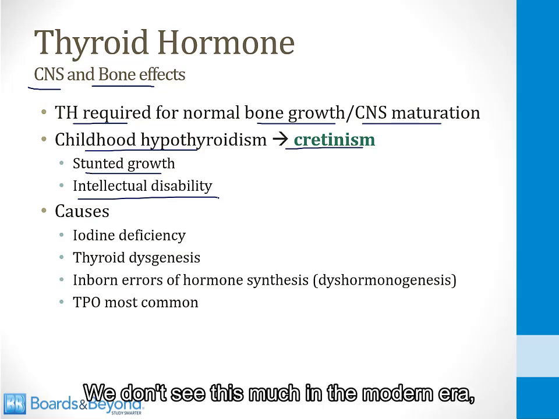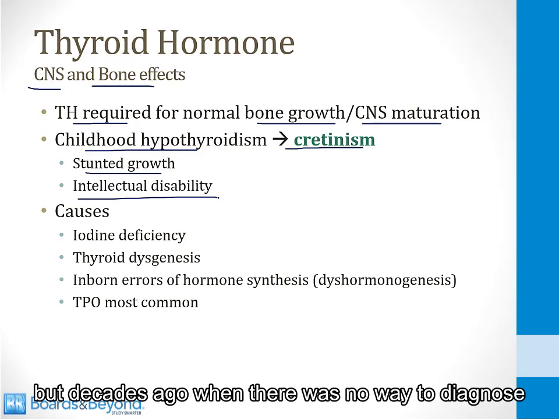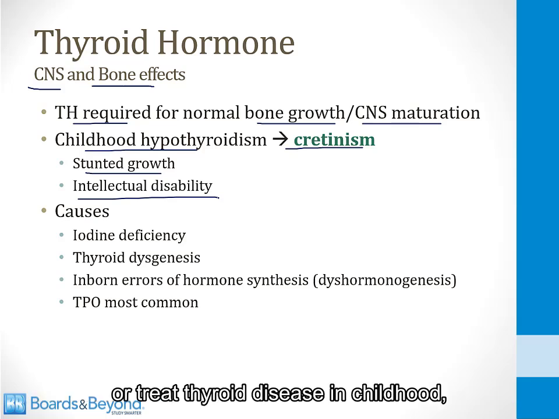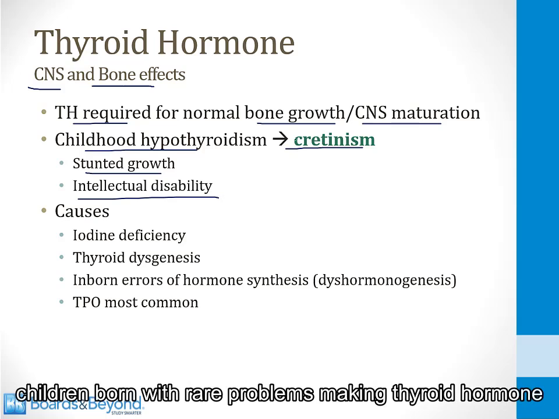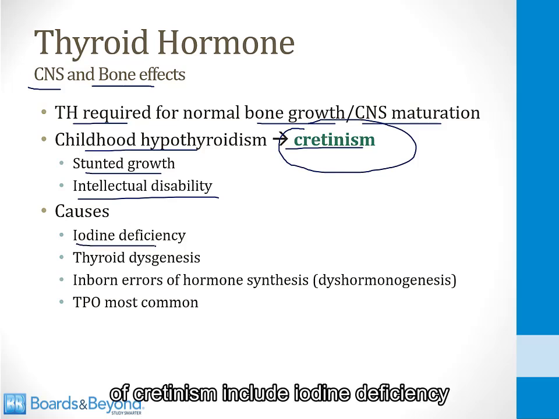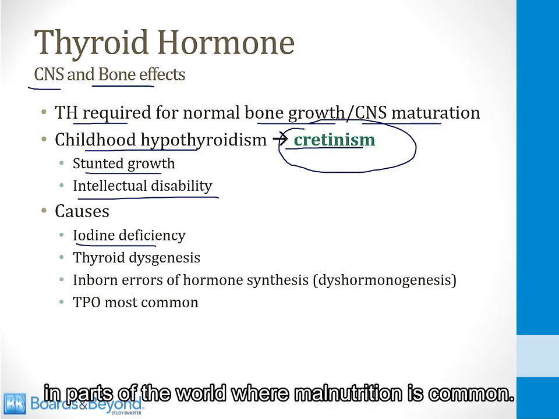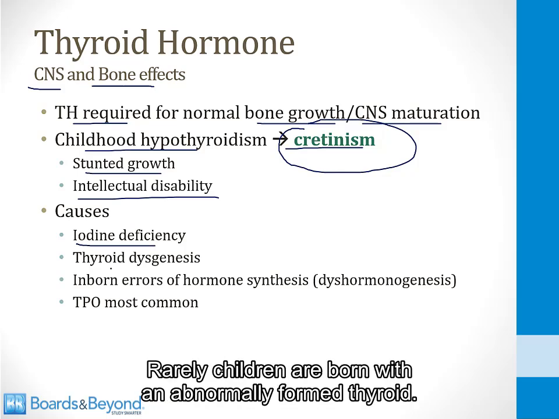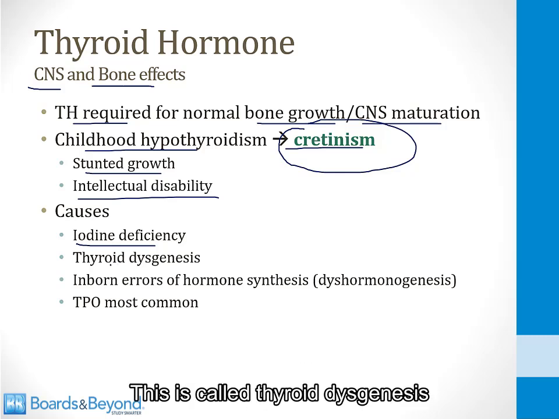We don't see this much in the modern era, but decades ago, when there was no way to diagnose or treat thyroid disease in childhood, children born with rare problems making thyroid hormone would go on to develop cretinism. Some of the potential causes of cretinism include iodine deficiency in parts of the world where malnutrition is common. Rarely, children are born with an abnormally formed thyroid. This is called thyroid dysgenesis, and this can lead to cretinism.